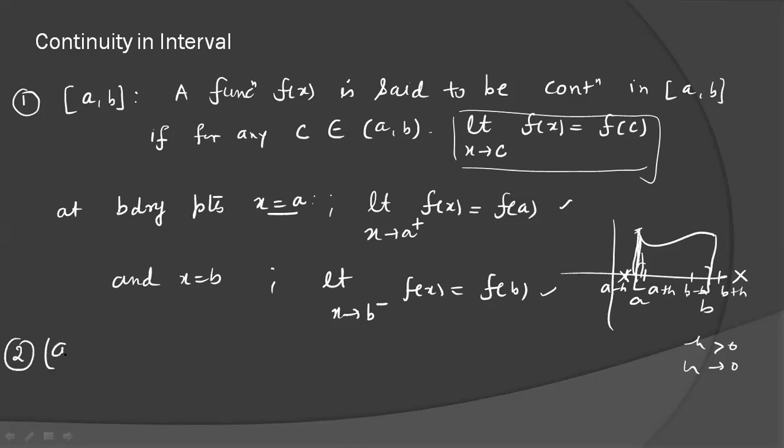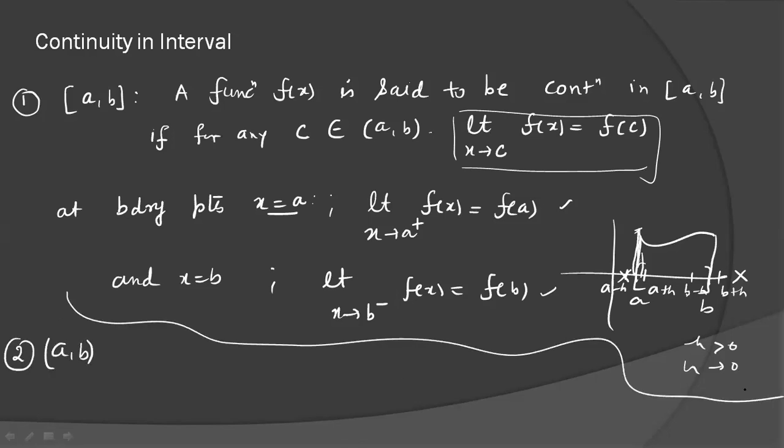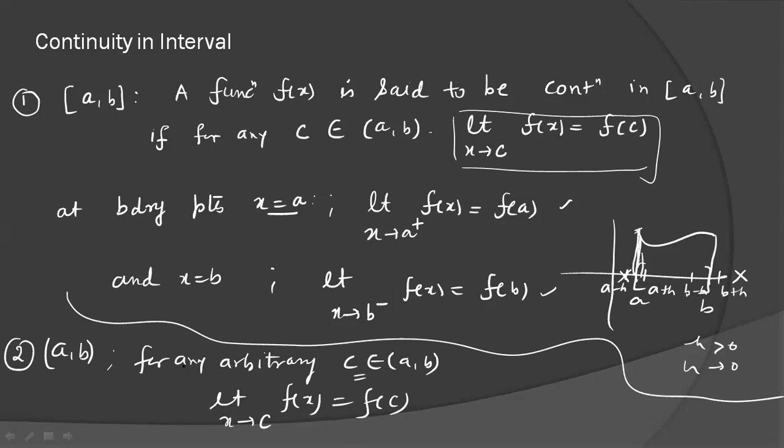Similarly, in open interval a comma b, you do not need to check continuity at the boundary point. In that case, for any arbitrary c belongs to open interval a comma b, limit x tending to c fx equal to fc, for all c. For every point, this property must be satisfied. Then c can be any value between open interval a comma b, and this function is continuous in open interval a comma b. So all points should be taken here.